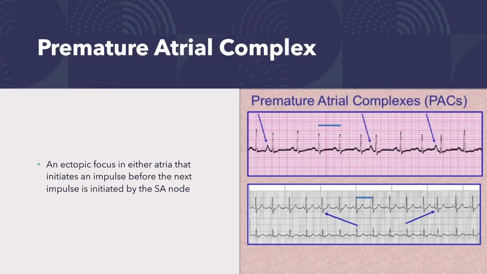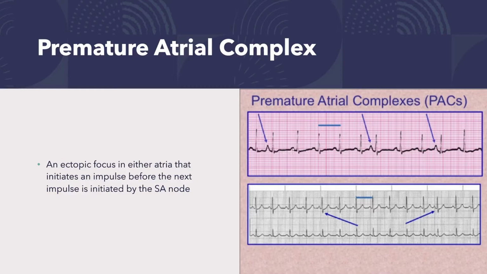PACs, premature atrial complexes, are abnormal, but also are not necessarily an emergency. These can be caused by caffeine, for example. So something other than the SA node briefly paces the heart. You have a depolarization event in either atria that initiates an impulse before the next impulse can be initiated by the SA node. So the SA node is fine. There's nothing wrong with the SA node. There's an ectopic focus. There's another part of the atria that's firing when it shouldn't.